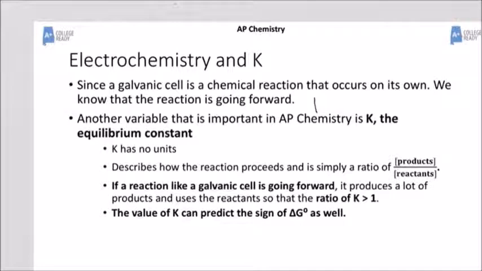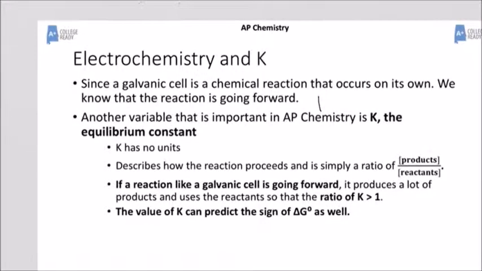My pen's not working. Anyway, so I was going to write products are favored, but it's not working out right now. So just remember that if the forward reaction is favored or products are favored, we can speak of that in terms of this K.